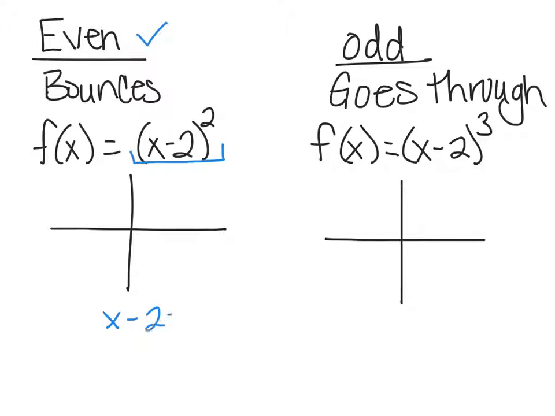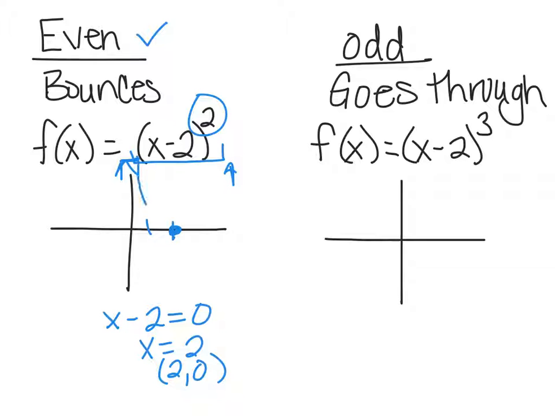X minus 2 equals 0, therefore x equals 2. So the x-intercept is at (2, 0). So there's my x-intercept. Because this is positive in a degree 2, it's going to end in the same direction, so it's going to end in the up direction. What's going to happen is it's going to start here, hit that 0, and bounce back up. So even multiplicities bounce and go back.